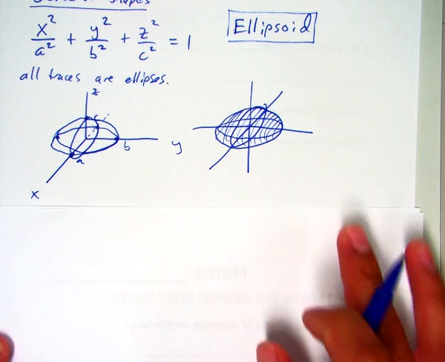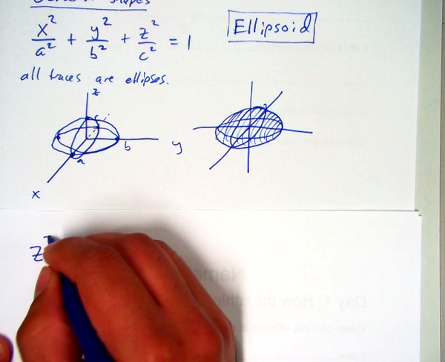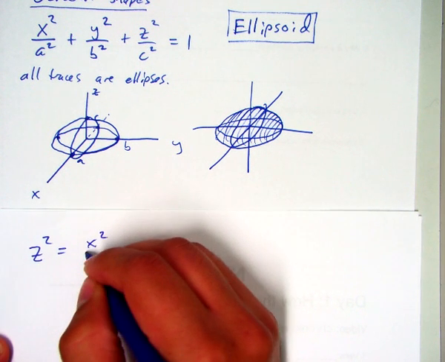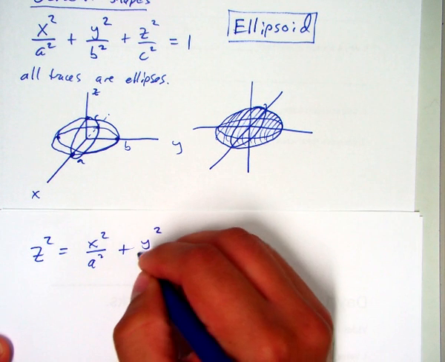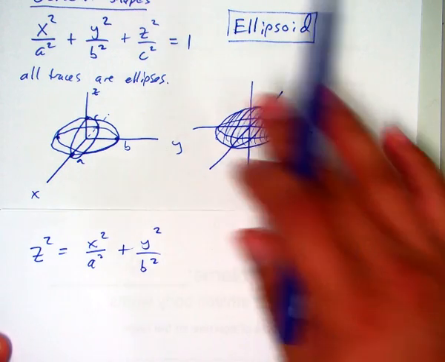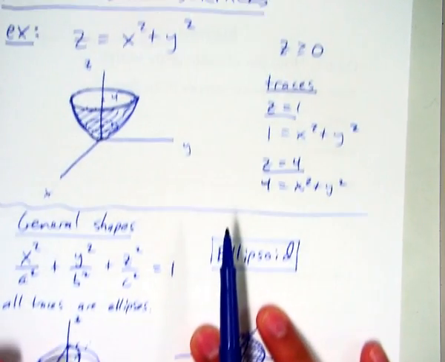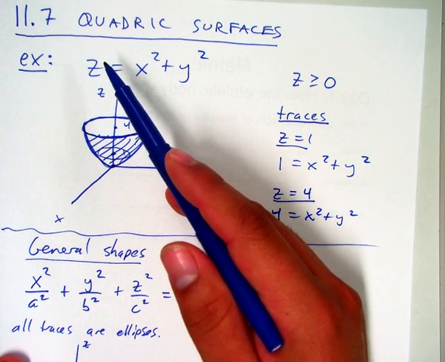The next one will be anything that can be written as z squared equals x squared over a squared plus y squared over b squared. So it's actually almost like the first example.